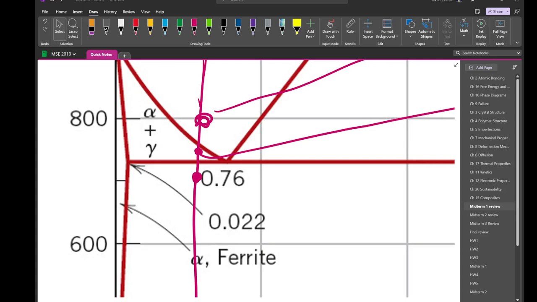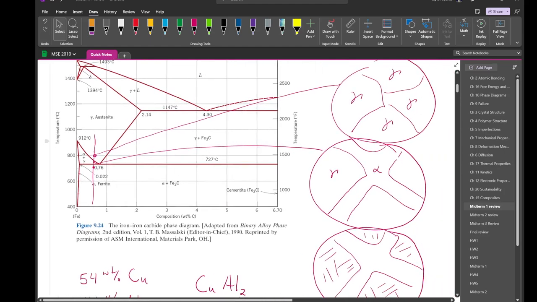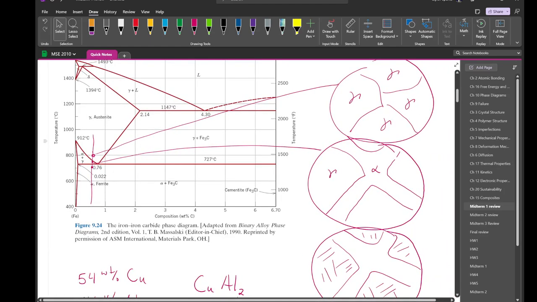Yeah. In what phases do we use the lever rule? Maybe another way to phrase this question is, when do we use the lever rule? What information does it give us?